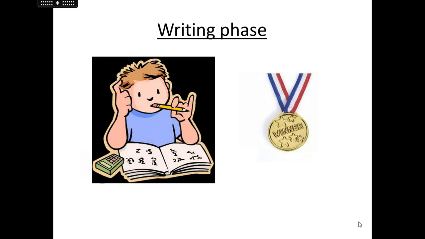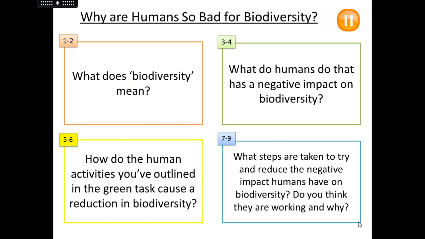So you are going to use that answer, by the way. It's not completely useless within this writing phase. So hopefully you've written something fairly decent, or if not, at least corrected it so you can use it in this section. So for the grades 1 to 2 task, what does biodiversity mean? So tell me what we mean by biodiversity. So biodiversity means. And then for grades 3 to 4, what are we doing that's negatively impacting biodiversity? And then you can increase up to grades 5 to 6 by actually telling me how it causes a reduction in biodiversity. So you can do grades 3 to 4 and 5 to 6 combined if you prefer.